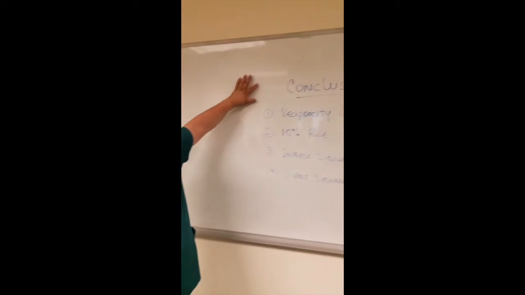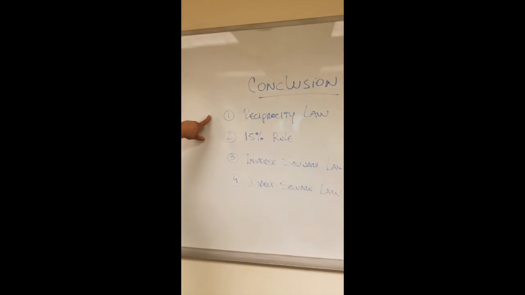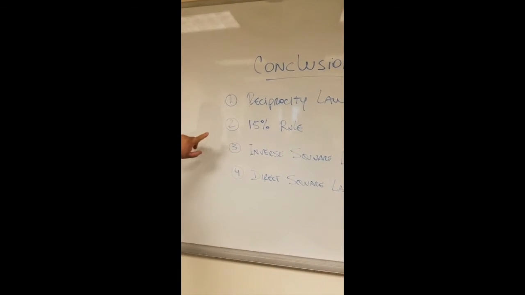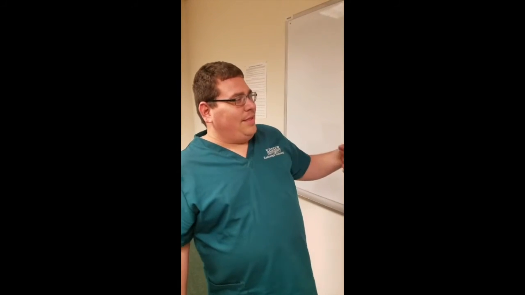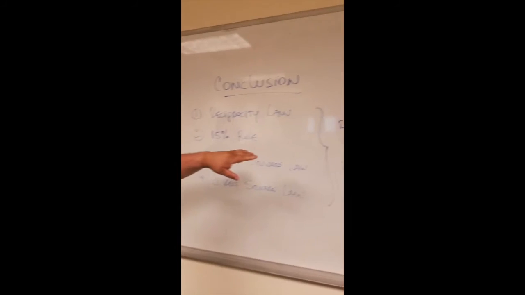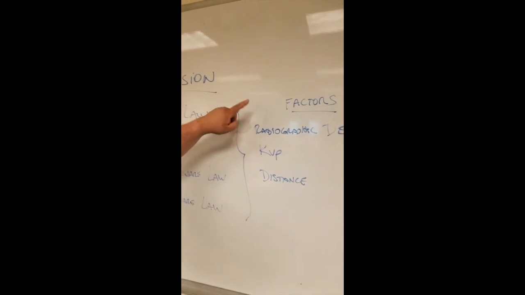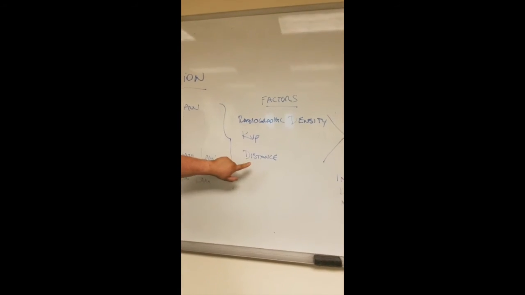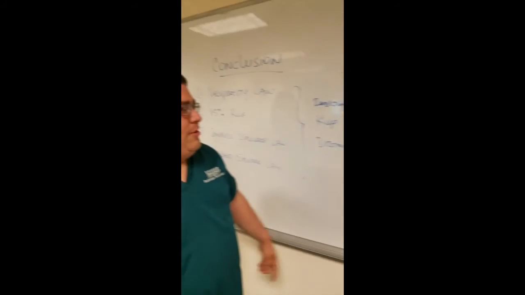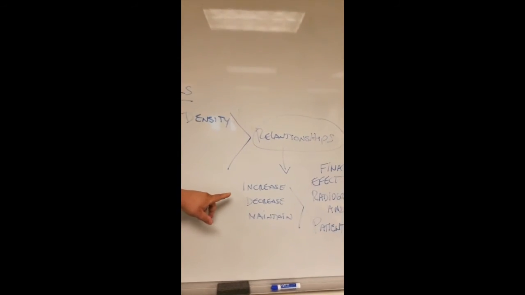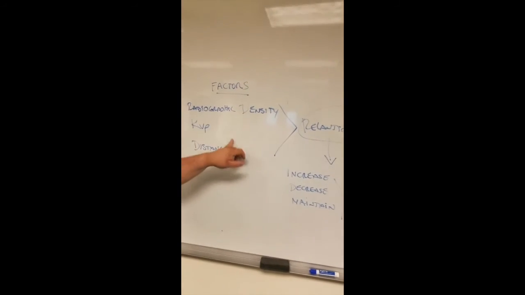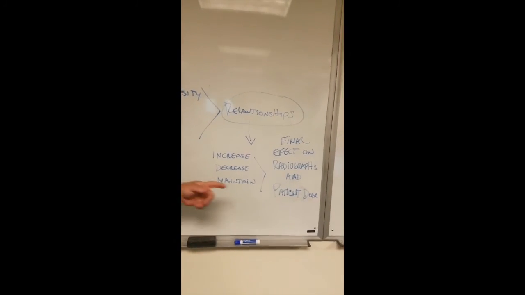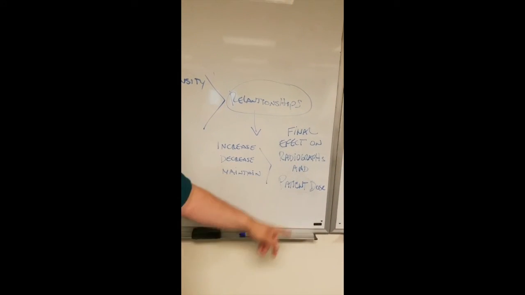In conclusion, these principles, the reciprocity law, the 15% rule, the inverse square law, and the direct square law, all deal with the factors of radiographic density, KVP, and distance, and their relationships to increase, decrease, or maintain radiographic density, KVP, or distance, and their final effect on radiographs and patient dose.